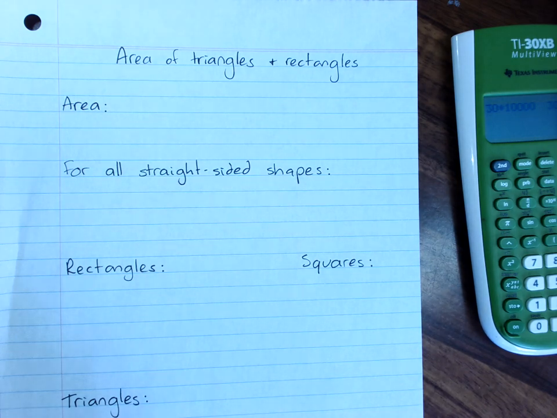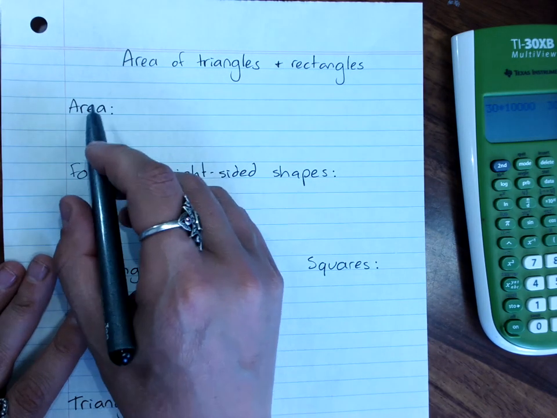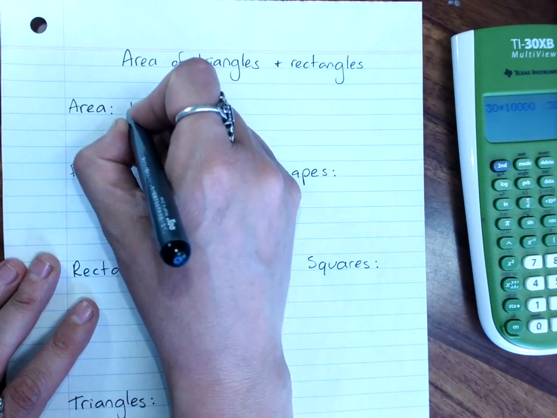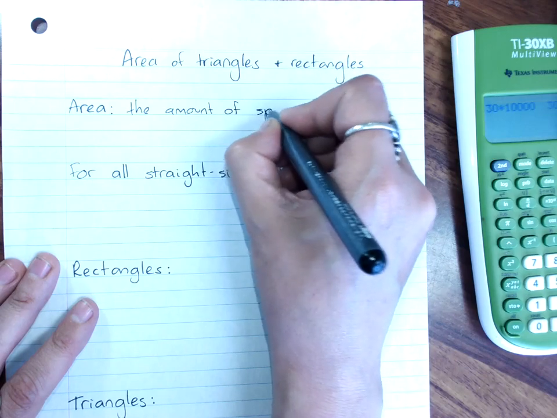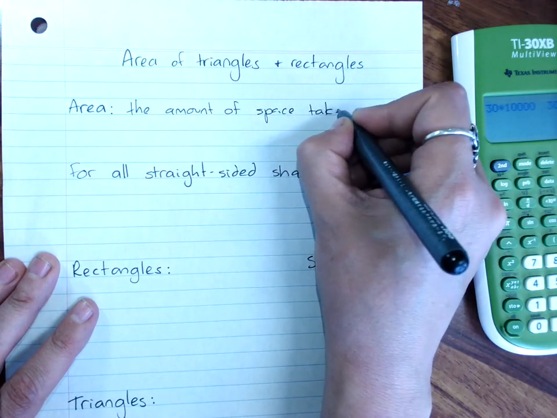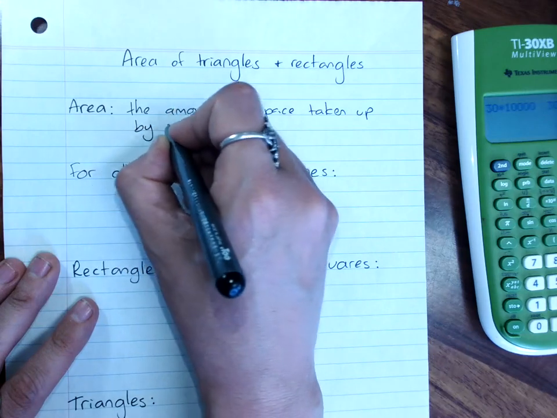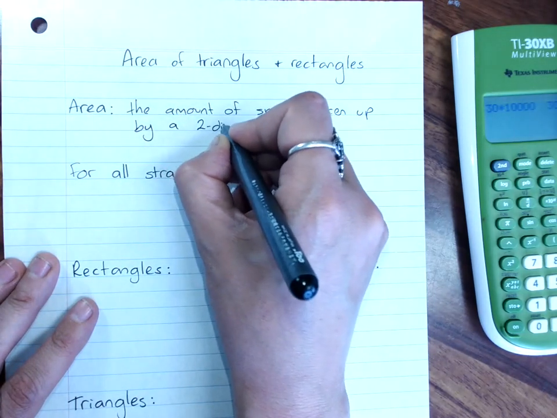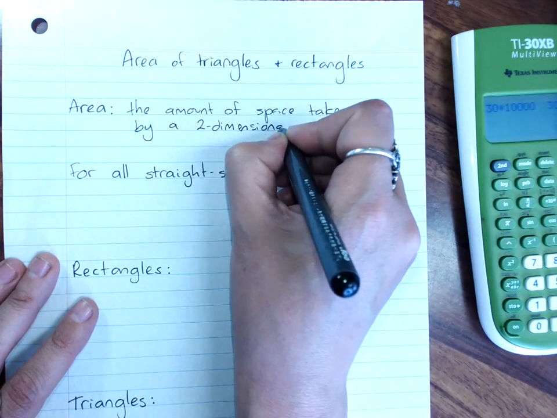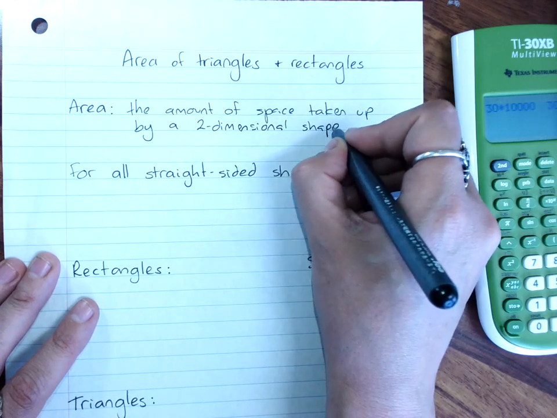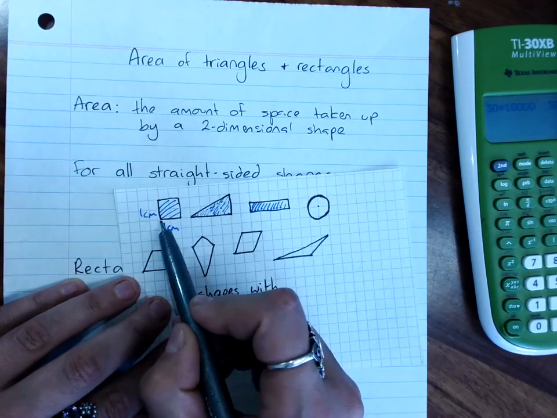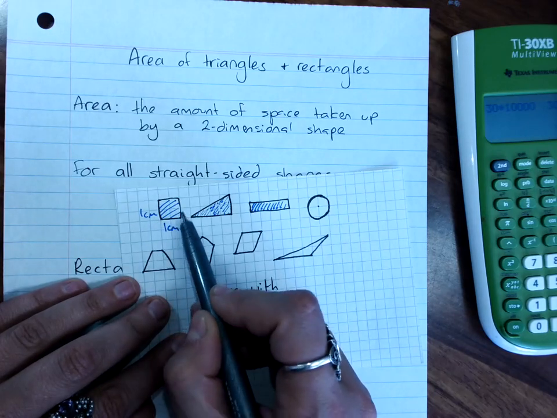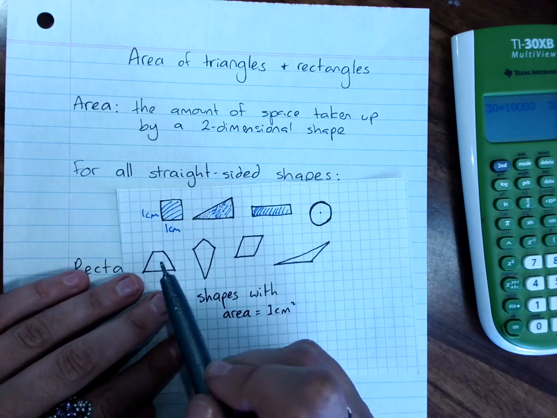Area of triangles and rectangles. Now we'll remember that area is the amount of space taken up by a two-dimensional shape. And we're measuring that space, as I said before, in squares. That is, how many 1 centimetre by 1 centimetre squares does this space take up?